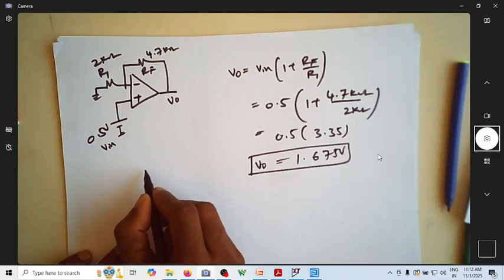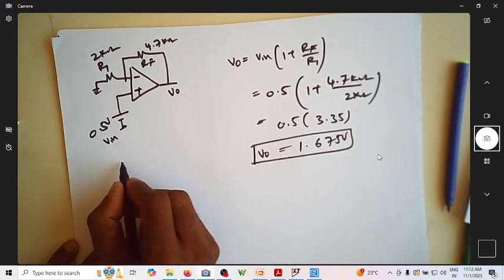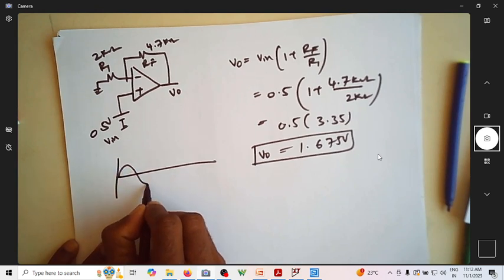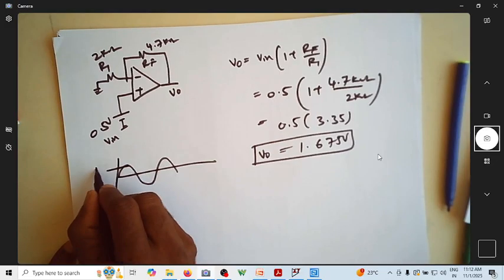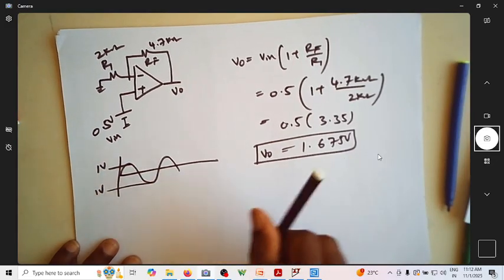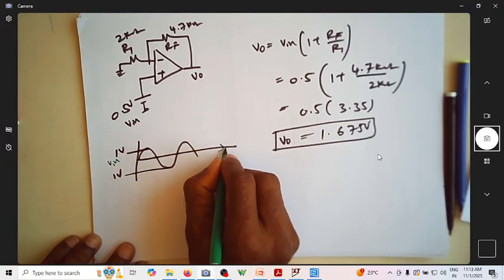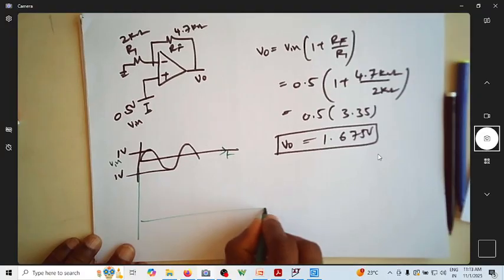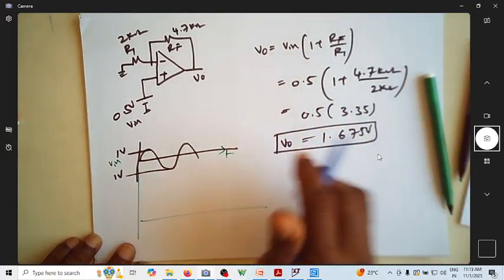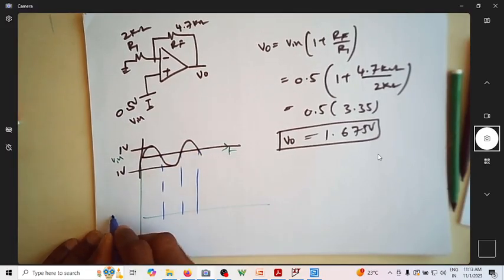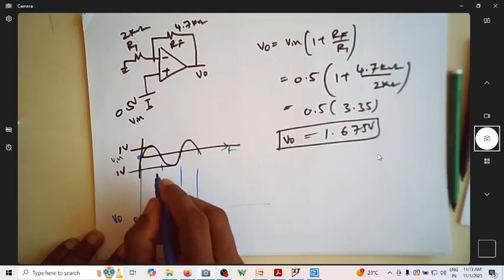Suppose now we assume that for the same circuit, I am applying a sine wave of 1 volt. So now this is V in with respect to time. So how will your V out look? Now you can put the reference here. This is V naught, this is 0, 0 here.